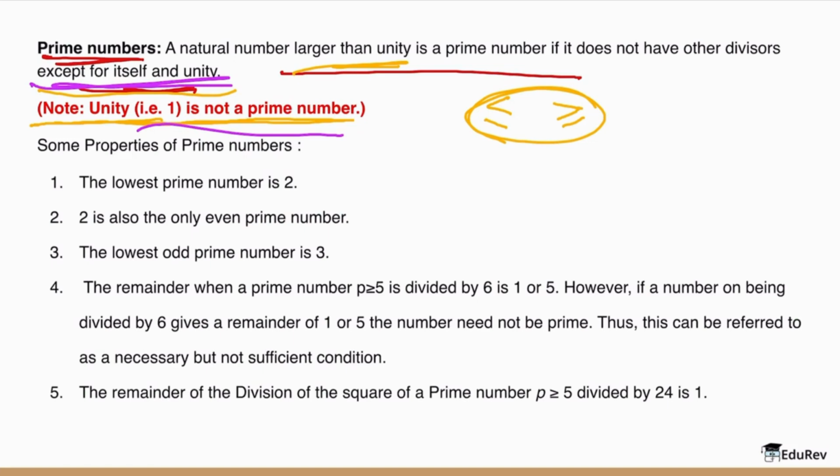Okay, starting from first, the lowest prime number is 2. So the lowest prime number is 2.